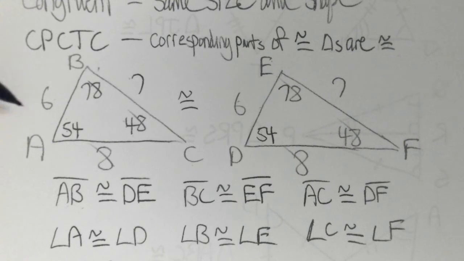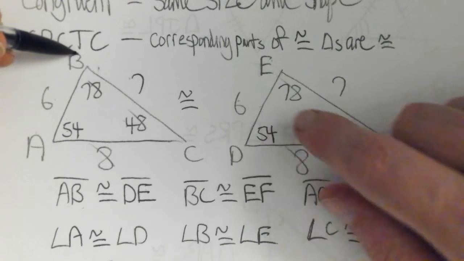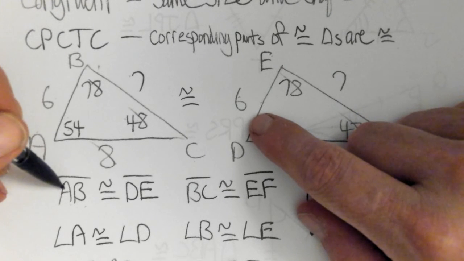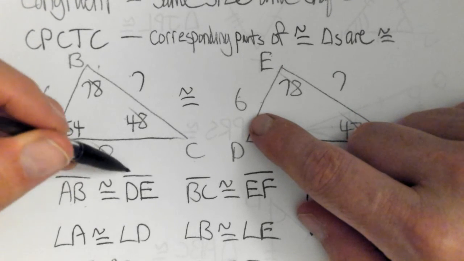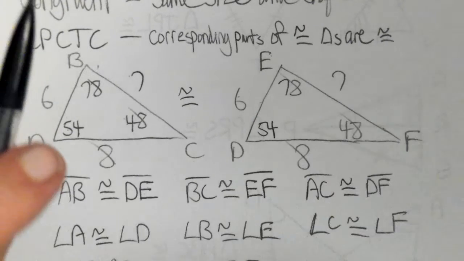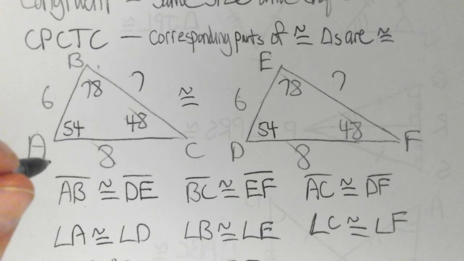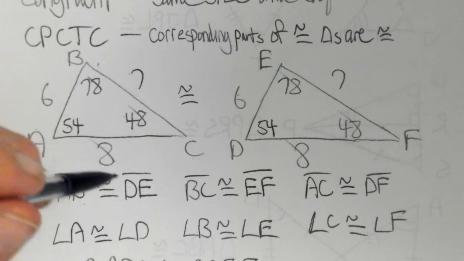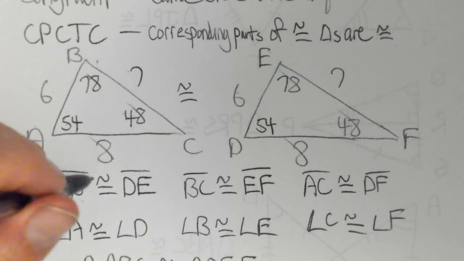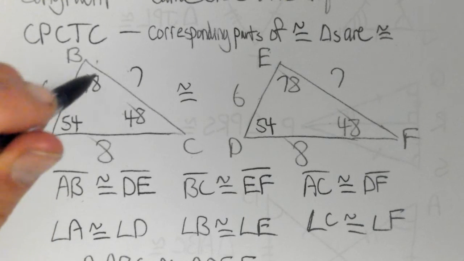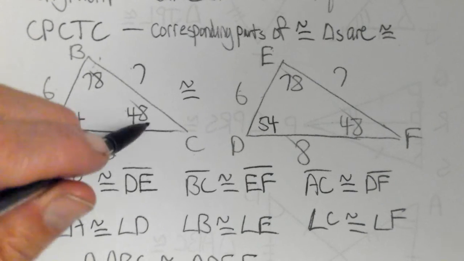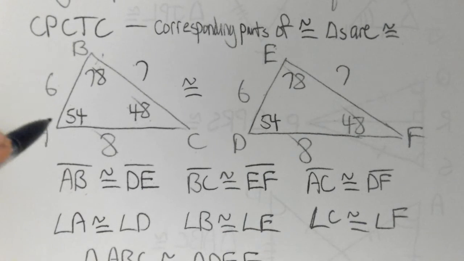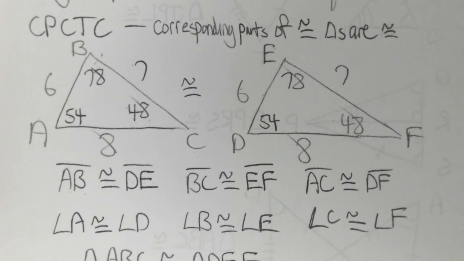The first piece that I know is that AB is the same as DE. They match, they're both 6. So I can write segment AB is congruent to segment DE. Remember, segments are objects, and congruent is used with objects. Equal is used for numbers. So keep that in mind. If you're writing down the parts of a triangle, those parts are objects. Now the measures of those objects might be the same, and it is in this case.